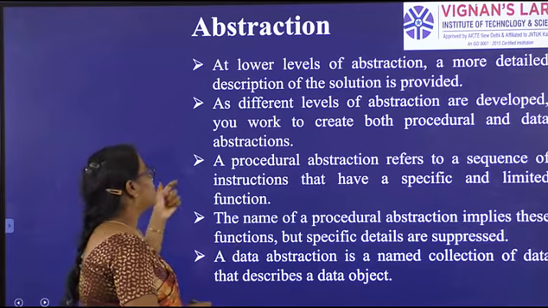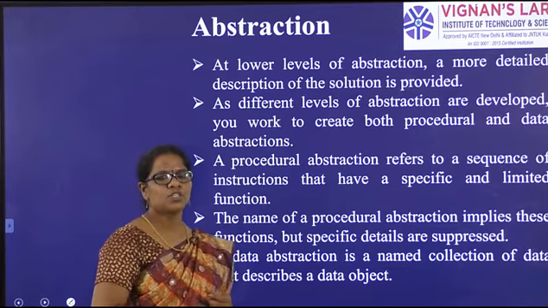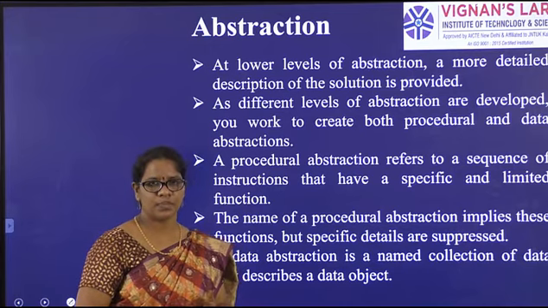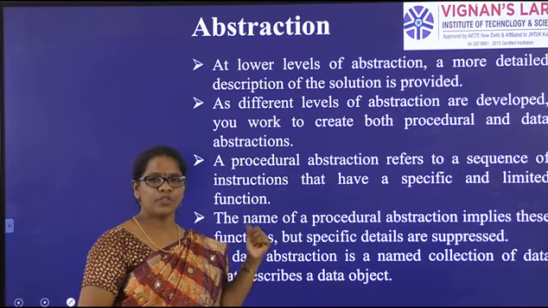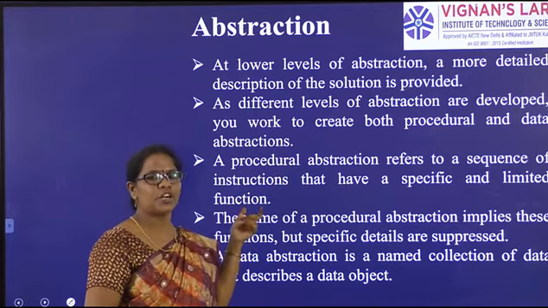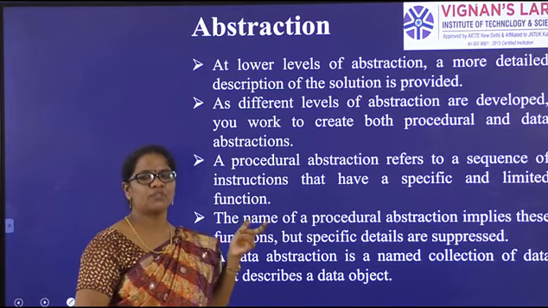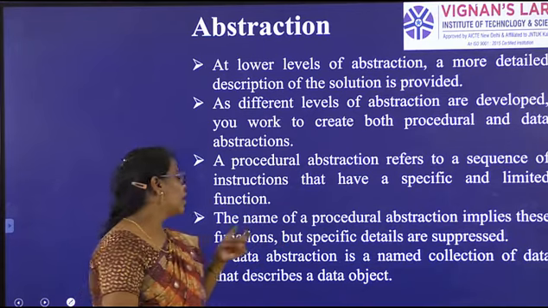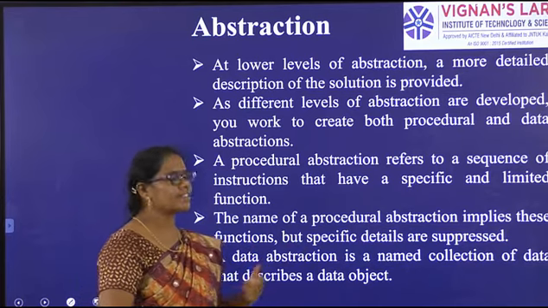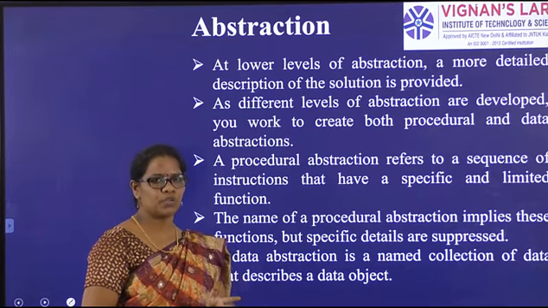Okay. And next, a procedural abstraction refers to a sequence of instructions that have a specific and limited function. So whatever the abstraction level you are using, there are two types, structural and procedural. If you use the procedural abstraction, then you have to give some sequence of instructions in order to execute that program. And we have only some limited functions, that means only one or two functions you have to use. The name of a procedural abstraction implies these functions, but specific details are suppressed. So whatever details are provided in the class will not go out.